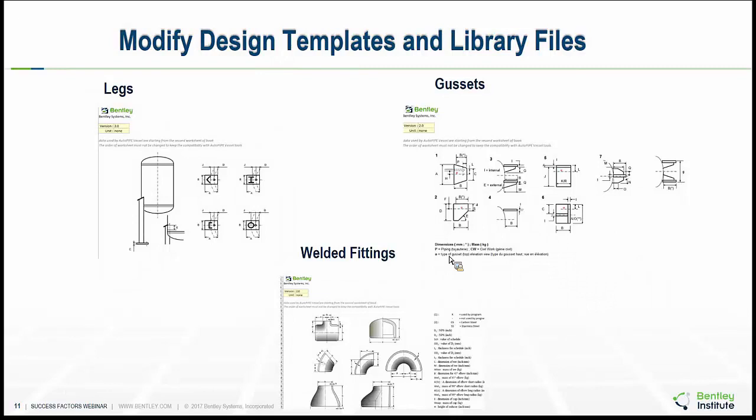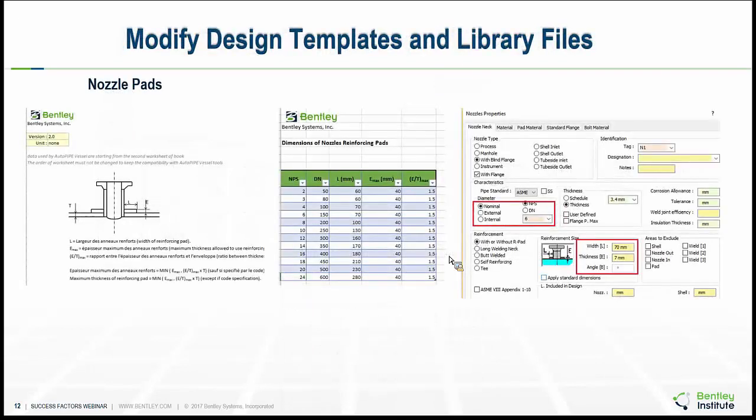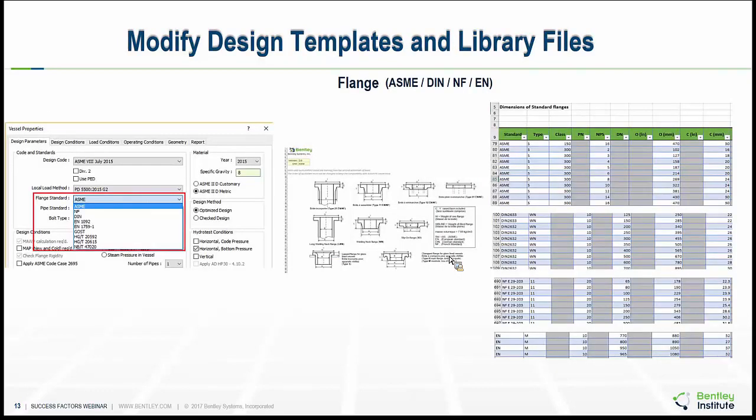You have library files for legs, gussets, welded fittings, as well as for nozzle pads. So the nozzle pad dimension, you see there are various different dimensions of the nozzle reinforcing pad. When you click on a particular nozzle dimension, these are automatically included in the design. In the flange dimension also, there are ASME, DIN, NF, EN flanges, and in the drop down you can see ASME, NF, DIN, EN, GOST, and recently we have also included the Chinese standards, which is HGT and NBT standards.